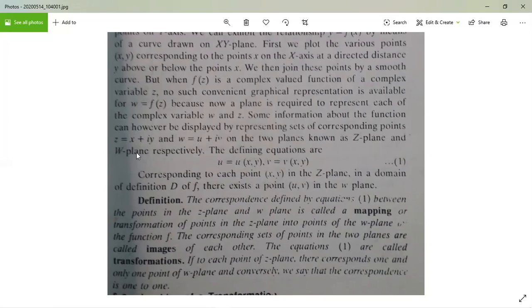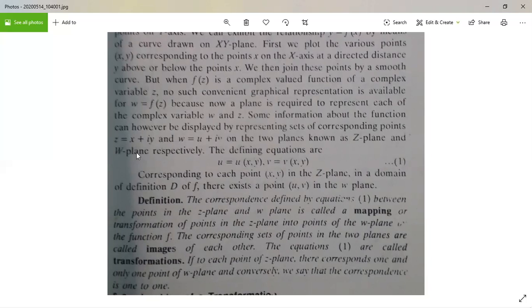Then we move the x distance in the x-axis and the y distance in the y-axis and plot that point. After plotting all the points of the domain of that function, we join all these points, and we get the curve of the function on that plane, and this plane is called the xy plane.